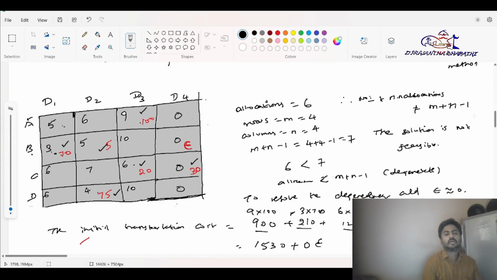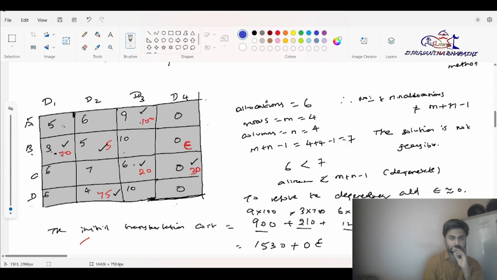Now in this you have to choose the cell with maximum allocation, without considering the artificial allocation epsilon. The maximum allocation is in the second row. That is, 2 allocations are there in the second row, 2 allocations are in the second column, 2 allocations are in the third column, and 1 allocation is in the fourth column. So the maximum allocation is appearing in the second row.